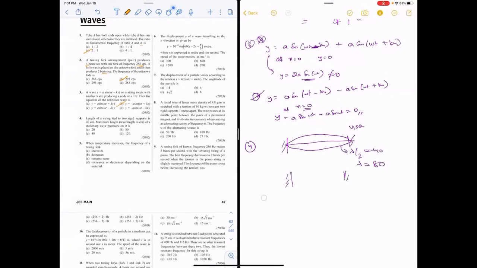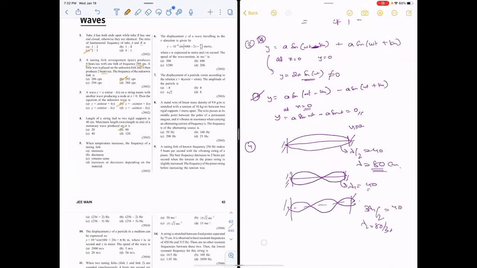Then comes first harmonic. In this case, lambda 1 is equal to 40. So as you go down, the lambda is decreasing or not? Lambda is decreasing. So what is the maximum lambda? 80 centimeters. As you go further, this is 3 lambda 2 by 2 is equal to 40, or lambda 2 is 80 by 3. It is further smaller. So 80, 80 by 2, 80 by 3, and so on, it is decreasing. So what is the answer? 80. Fourth one, answer is 80.